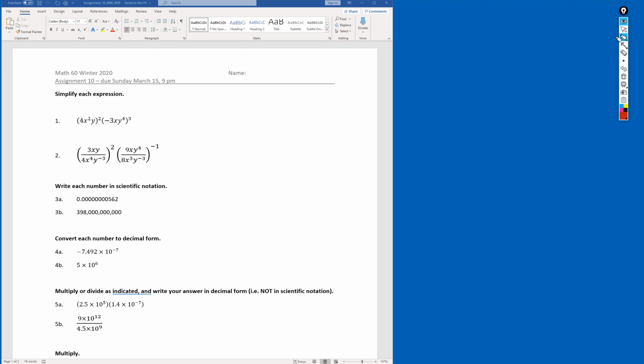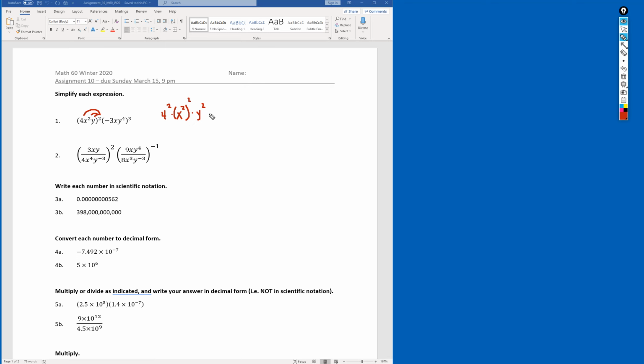Let me get my pencil. Okay. Quantity 4x squared y squared times quantity negative 3x y to the fourth cubed. When we see these outside exponents, that means that we have to distribute them to everything that's inside the parens. So for this first part, we're going to have 4 squared times x squared squared times y squared.